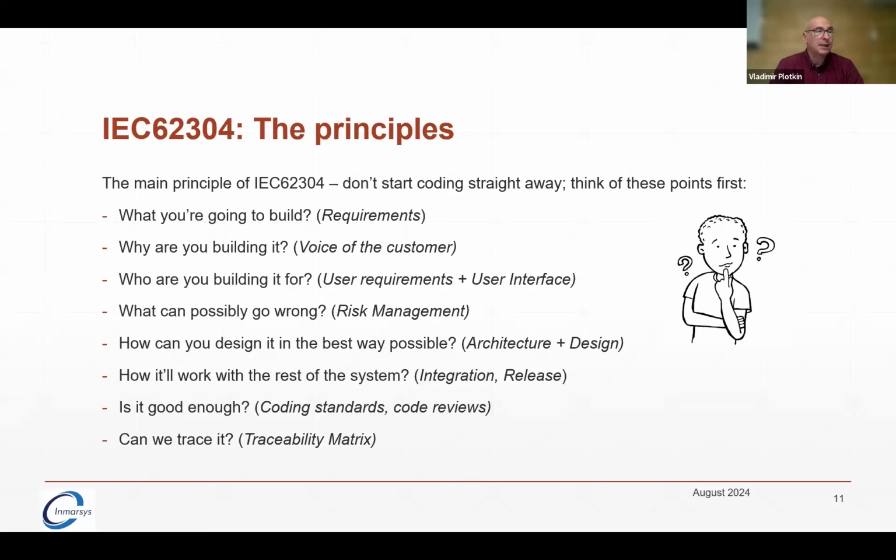And then you need to think how you're going to be partitioning your software, how you'll be building your software system. Is it going to be just one item, or is it going to be lots of items? How you partition your architecture, what's going to be the interface between them, so integration, how you're going to be releasing them. Is your code quality good enough?